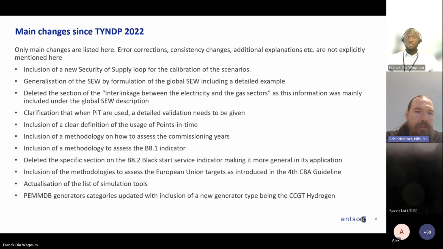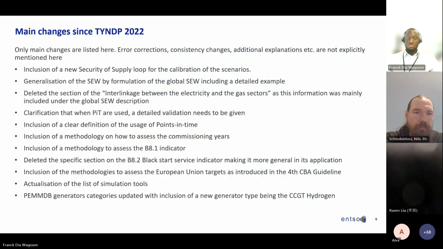Then we have deleted the specific section on the B82 indicator, because it turned out that the information we were giving in the past implementation guideline was not sufficient, and additional information would have been needed. We are still struggling with a unified description of this indicator on a pan-European level. Therefore we have changed this, but we keep this as a project level indicator for this cycle of the TYNDP.